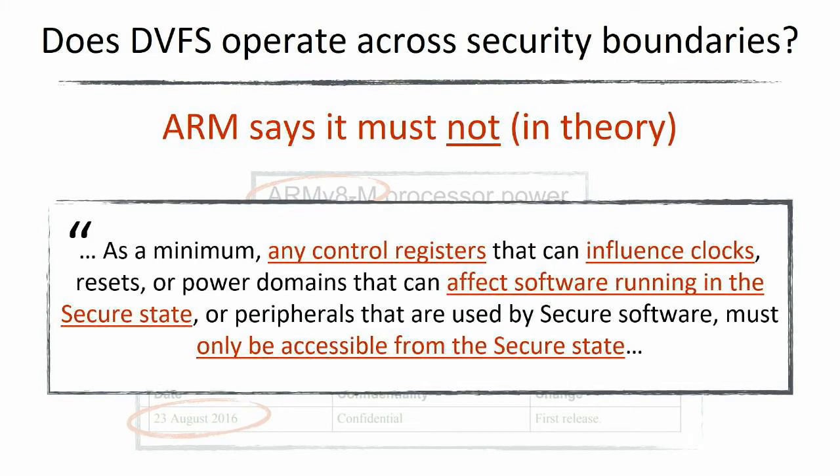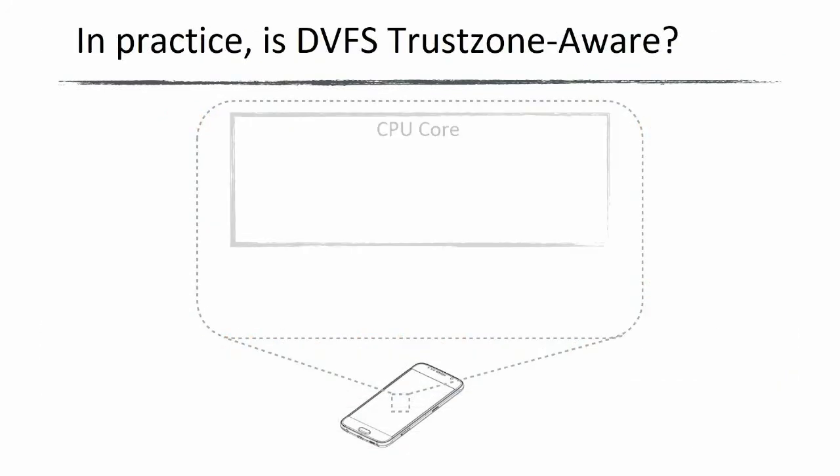And according to the recommendation, any control registers that can influence the clock, which can in turn affect the software running in the TrustZone, should only be accessible from the secure state. But all this is in theory. So what happens in practice?